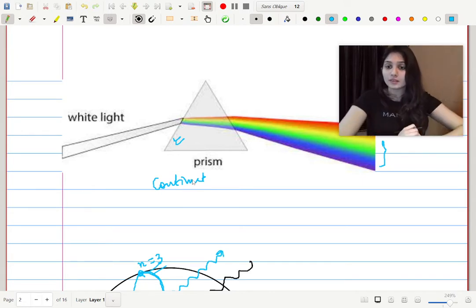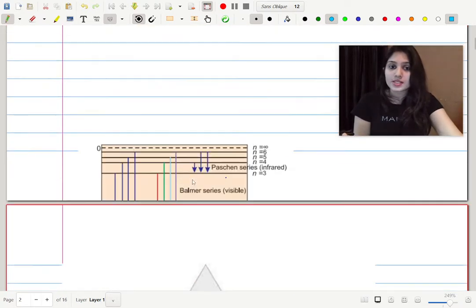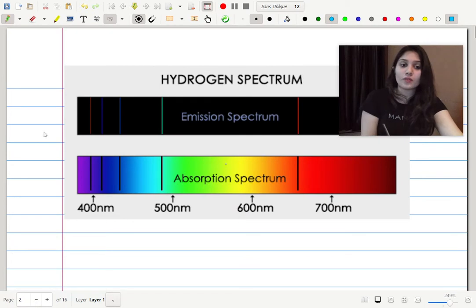But if we talk about the spectra of any atom, see, I have been calling it hydrogen atom for a long time, but it is not only hydrogen atom, it is any atom for that matter. If we look at the emission spectra of any atom, it is not continuous. Why is it not continuous? This is the spectra of hydrogen atom.